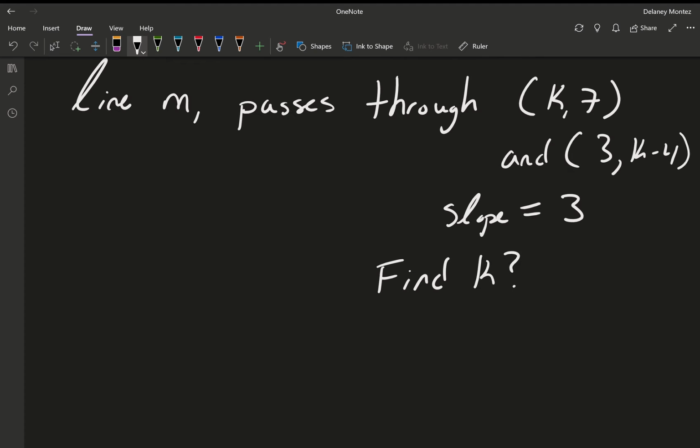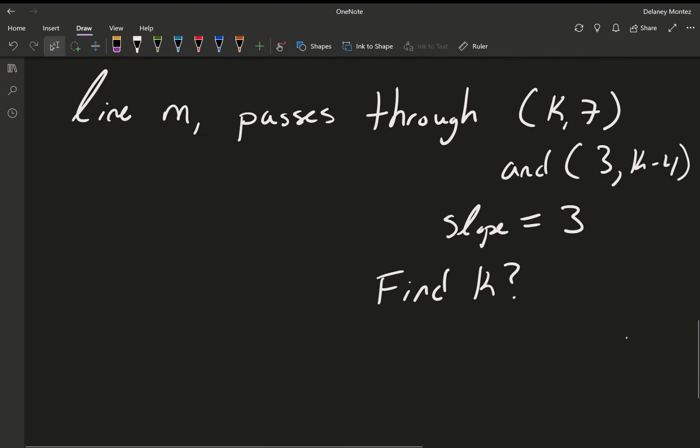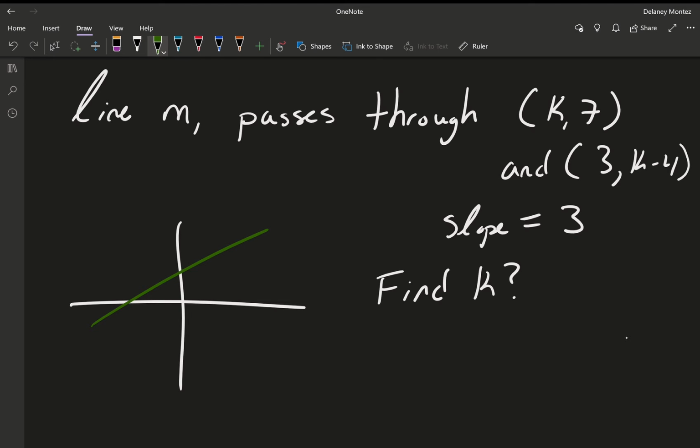Find k, right? So let's draw it out real quick before you guys start. You're given this and you have a point here, right? Or you're given a line here and you know that there are 2 points on it, right? Let's say you have a k value. I don't know if this is accurate, if k is actually over here, but it's going to be something like this, right? Where you have a k and your point is k, 7 and then your other point is 3. So let's say this is 3, and then this would be k minus 4, something like that, right?